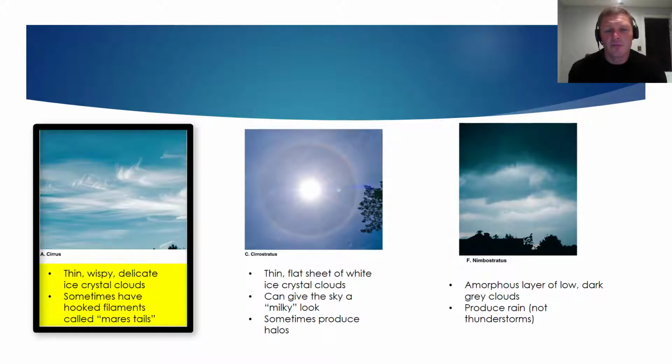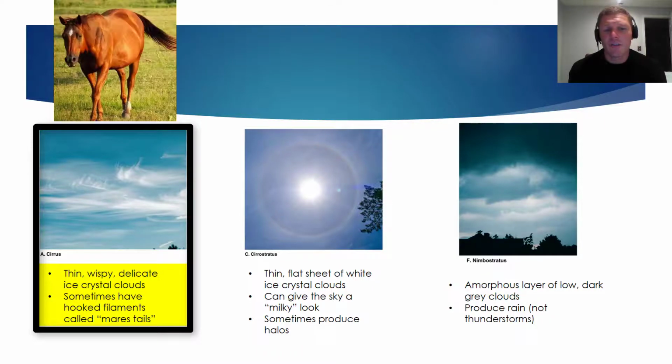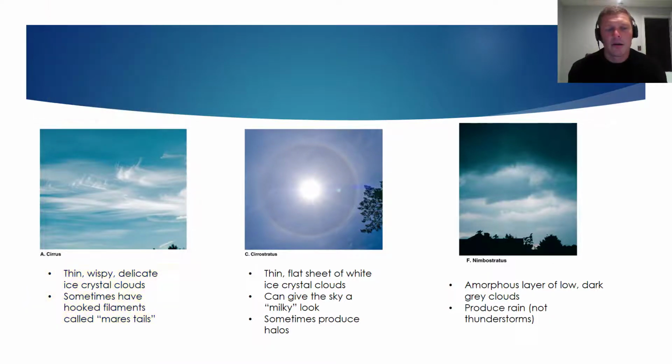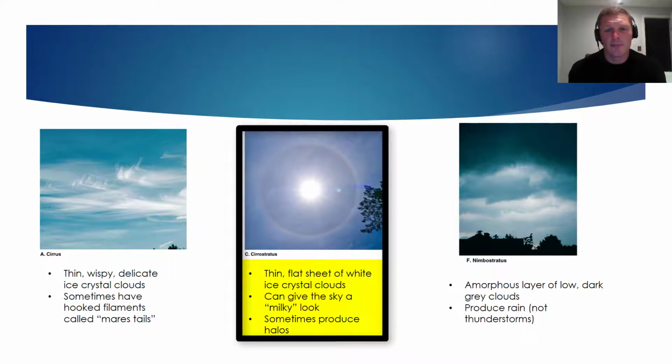and that's cirrus clouds. Cirrus clouds will be thin, wispy, delicate ice crystal clouds, and they sometimes have hooked filaments called mare's tails. And if you know anything about horses, that would make a lot of sense to you when you look at this picture.